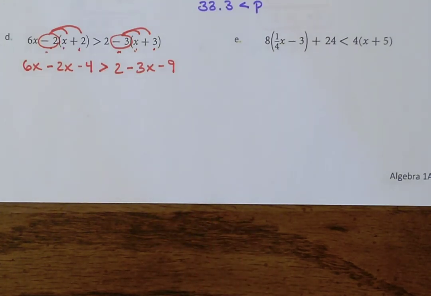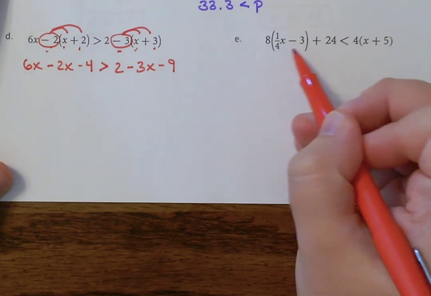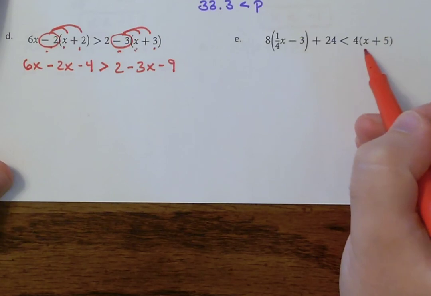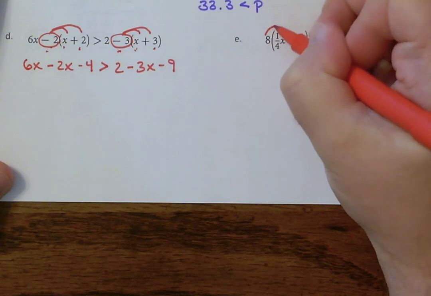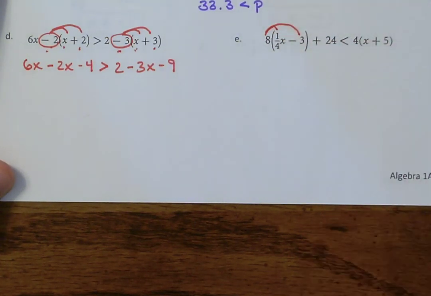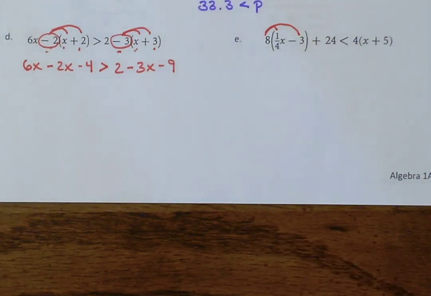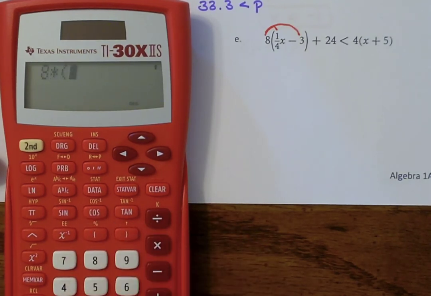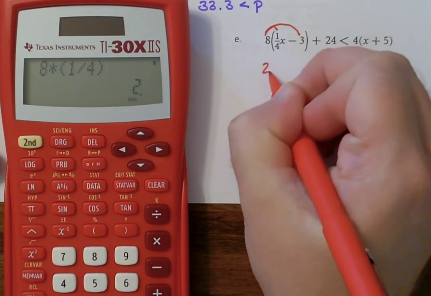All right, so let's take a look at E. This is where I want to wrap up for today. So E, we have 8 times 1/4 x minus 3 plus 24 is less than 4 times x plus 5. So we're going to go through and distribute the 8 to both parts. So 8 times 1/4, just in case you guys are struggling with what that is or you don't believe me, 8 times 1/4 is going to give us 2. So we're going to cancel out the fraction.